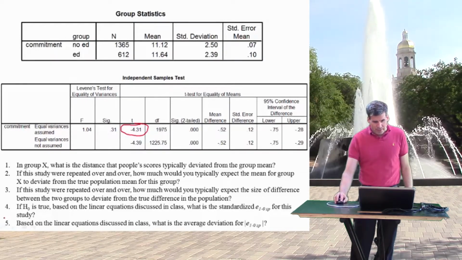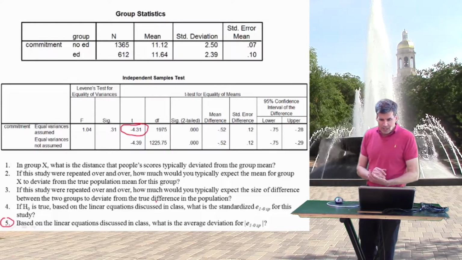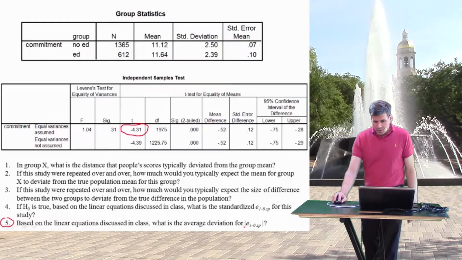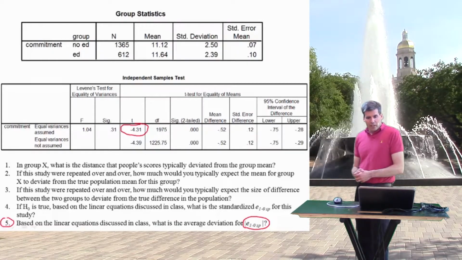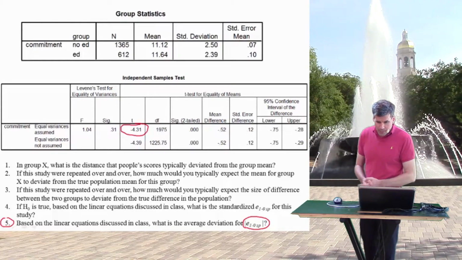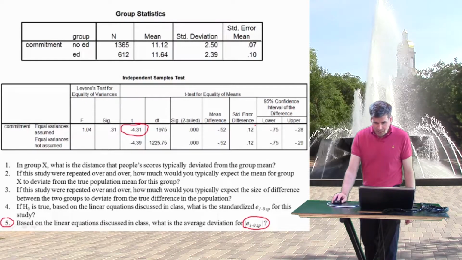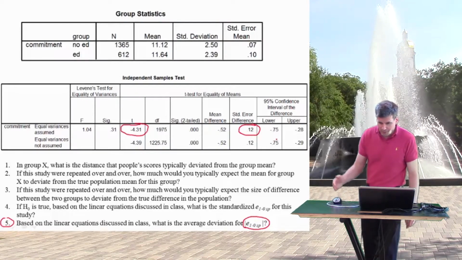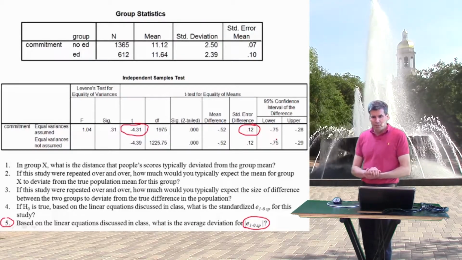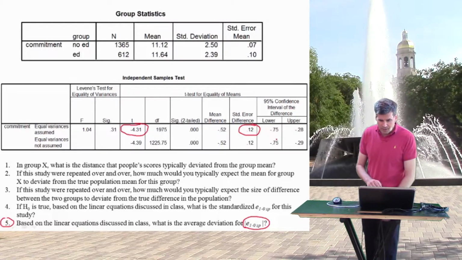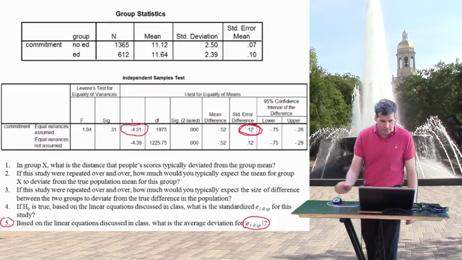And then number five says, based on the linear equations discussed in class, what is the average deviation for E sub 1 minus 0 SP, the average absolute error? And that is the standard error of difference. Recall the standard error of difference tells you how far studies typically deviate from the true population parameter. What is the typical amount of error that you make in most studies? That's what the standard error of difference tells you. So the answer to number five is 0.12, standard error of difference.